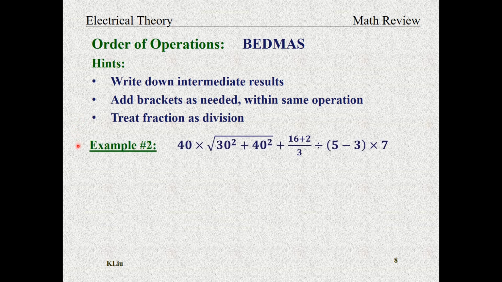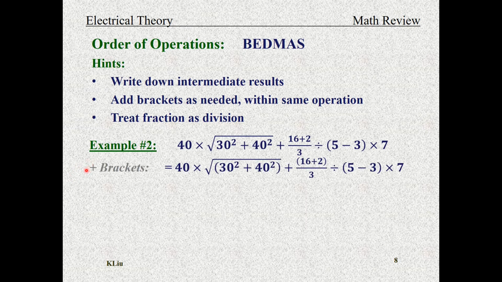Now let's look at example number 2. If the root function and the fraction calculation are a little bit confusing to you, you can add the brackets as shown here. Then we can follow the order of BDMS. After treating the brackets and exponents, we get this.